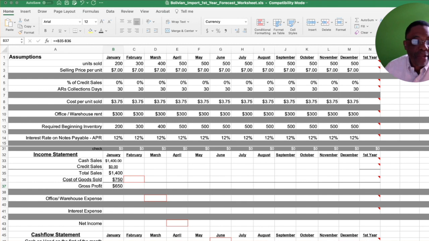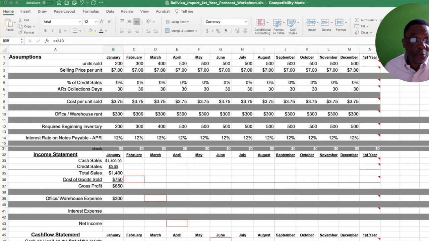Now we're going to have our office warehouse expense. That's in cell B39. The formula for cell B39 is just B10, so we take that value straight from the assumptions table. For January, office warehouse rent is $300. We take that from B10 and it goes right onto the income statement in cell B39. I'll populate that now. The last two things we need to do are populate the interest expense cell for January and calculate net income for January.